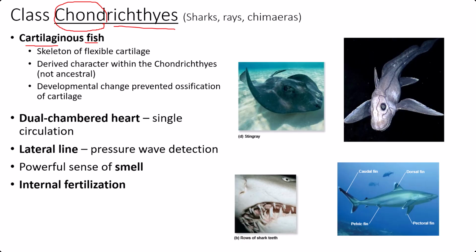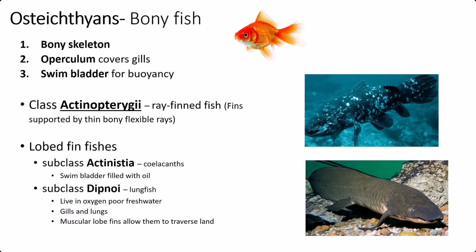They have a lateral line system for pressure wave detection. They have a very powerful sense of smell and internal fertilization. So again, chondrichthyes, cartilaginous fish: sharks, skates, rays, chimeras. That brings us to the osteichthyans. Oste, bone, ichthy, fish. These are the bony fish.